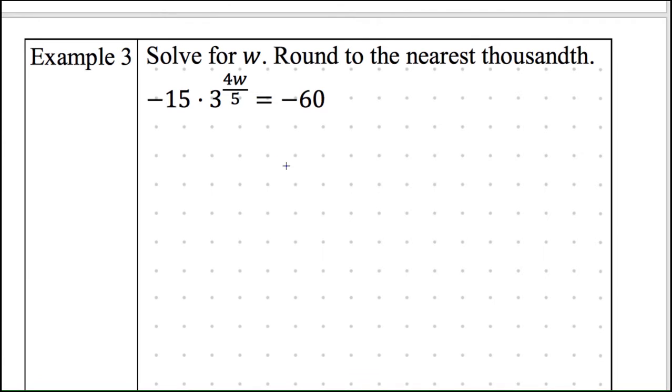First, I'm going to James. Careful, 15 is right now being multiplied. So the opposite of multiply. Yeah. And I always say opposite, but if I was being very technically correct, I would say the inverse operation. So the inverse operation of multiply is divide by what, James? There it is. Divide both sides by negative 15. That's James's step. And those 15s should cancel out. I'm left with 3 to the power of 4w over 5. That is equal to, what is negative 60 divided by negative 15? Gio? 4. It is indeed 4. Thank you, Gio. Just making sure.